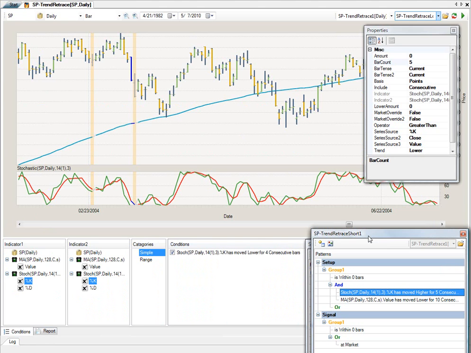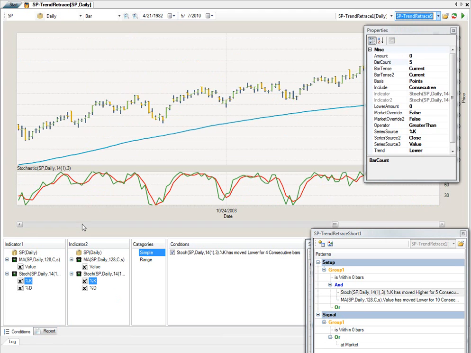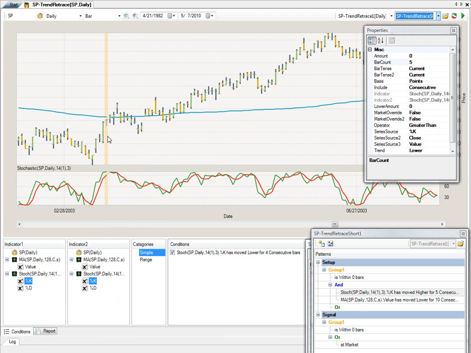Now what I did here is, for the sake of time, I went ahead and created the short strategy, the opposite of what we saw. And you can see that stochastics %K has moved higher by 5 consecutive bars, and the 128 bar moving average has moved lower by 10 consecutive bars. So I'll apply that to the chart, double click on run, and let's see. There we go. There's one occurrence that it found and highlighted.